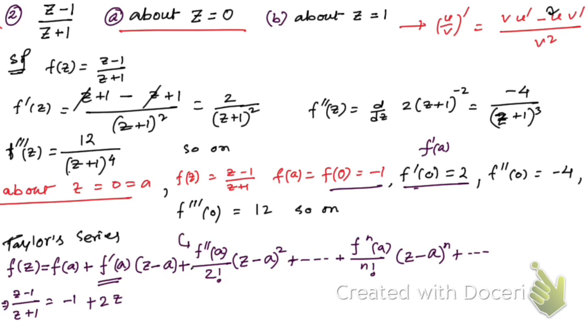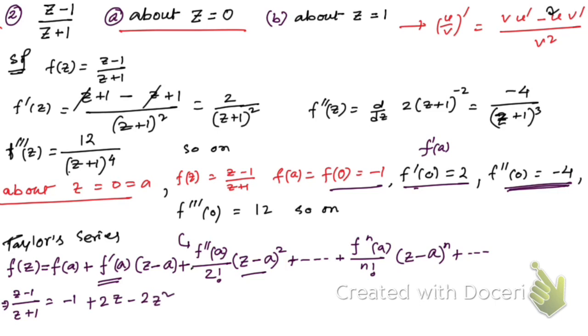Similarly, what's going to be the second order derivative of f at a, where a is 0? It is minus 4 by factorial 2, means 2 into 1, and this is going to be z square. So if you cancel these two, then it's going to be equal to minus 2 z square. So it's going to be minus 2 z square.